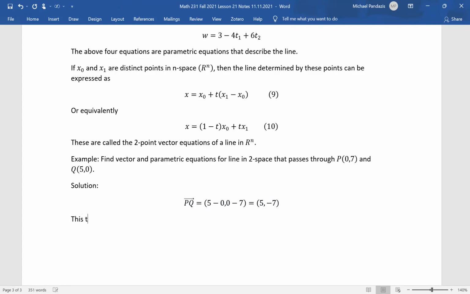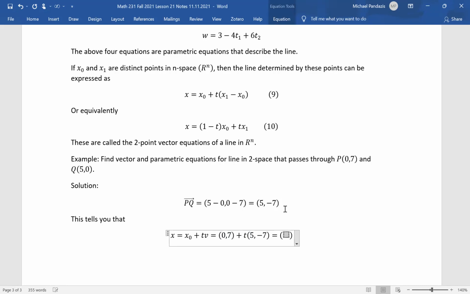Okay, so this tells you that X, which is the representation of this line passing through point P and then going through Q, is equal to X naught plus TV, where X naught is the point P, which is (0, 7), plus T times the vector PQ, whose components are (5, -7). Okay, and so then if you add those two, that's the vector equation of the line.